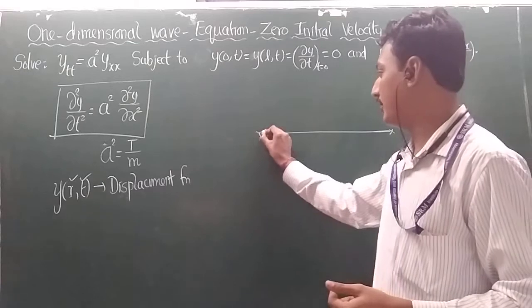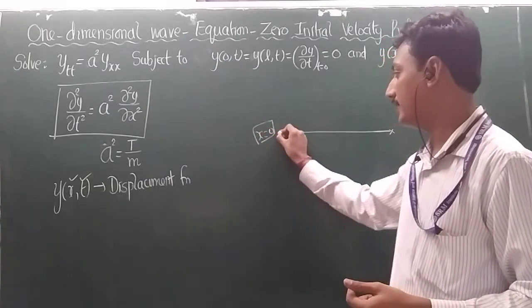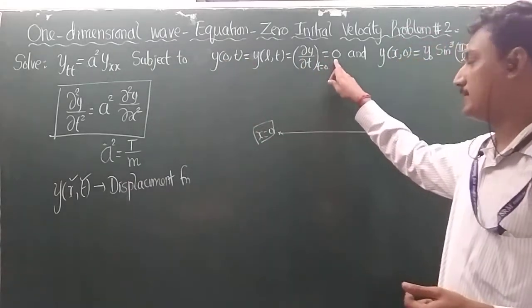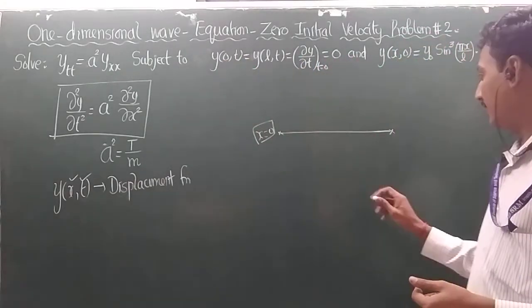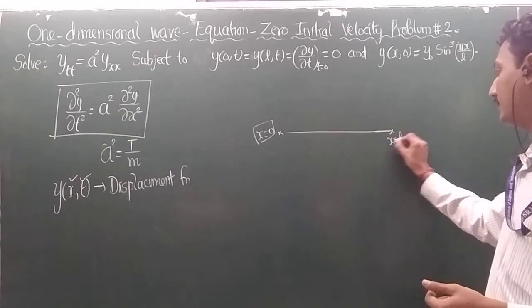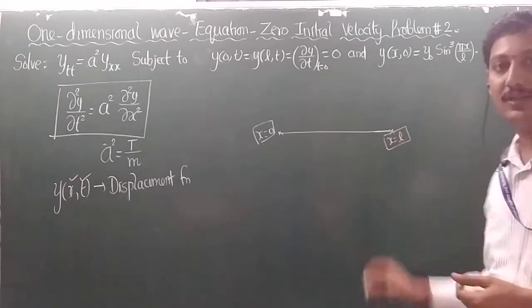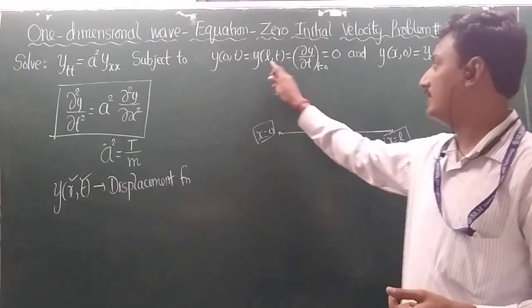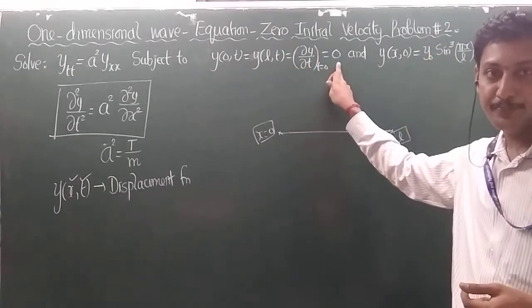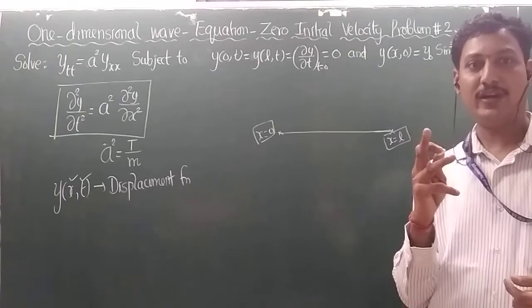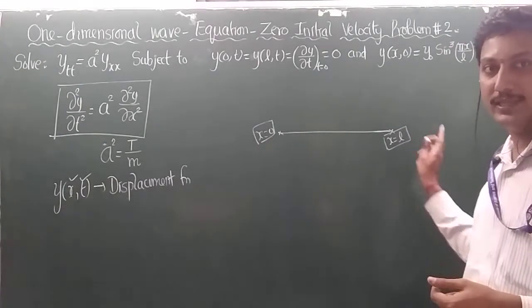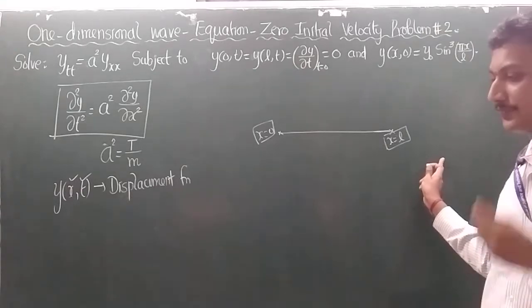When x is equal to 0, there is no displacement, right? So this is the first condition. When x is equal to 0, the displacement function is 0. Second condition: for x is equal to L, where L is the length of the string, at x equal to L there is no displacement. So there are 2 boundary conditions for x equal to 0, the left end, and x equal to L, the second boundary condition. So clear?